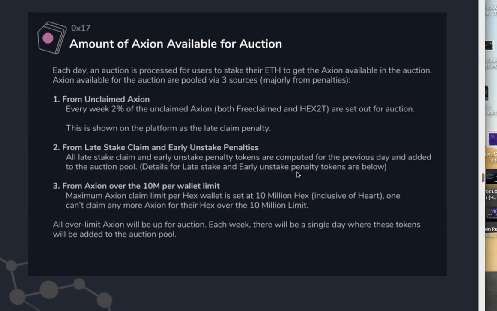The amount of Axion available for auction. So this is a very important feature to know. Okay, so this is about the auction itself. We've talked a lot in the previous about claiming your Hex2T and your Hex, claiming and swapping it to Axion.